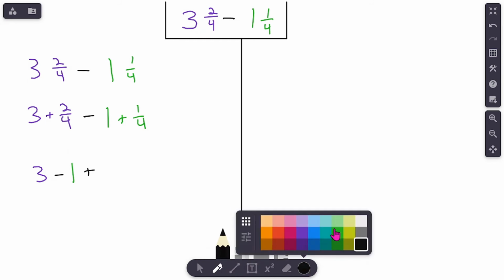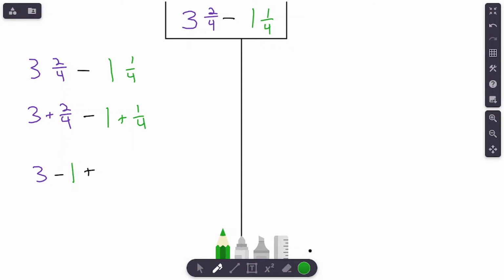So to do that, let's put our two fractions down. That's going to be 2/4 minus what? 2/4 minus 1/4. Okay. Hopefully this is helping. I want to make sure I keep the colors the same so you can see what's going on. Okay, so here's what we've got. We've got 3 minus 1 plus 2/4 minus 1/4. So let's go ahead and subtract those whole numbers. So 3 minus 1 is 2.